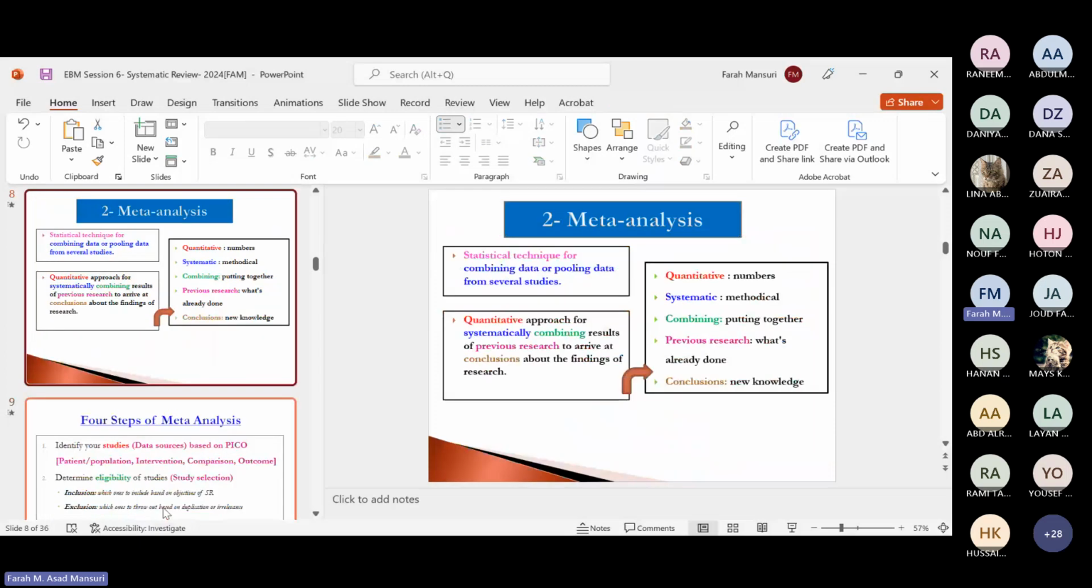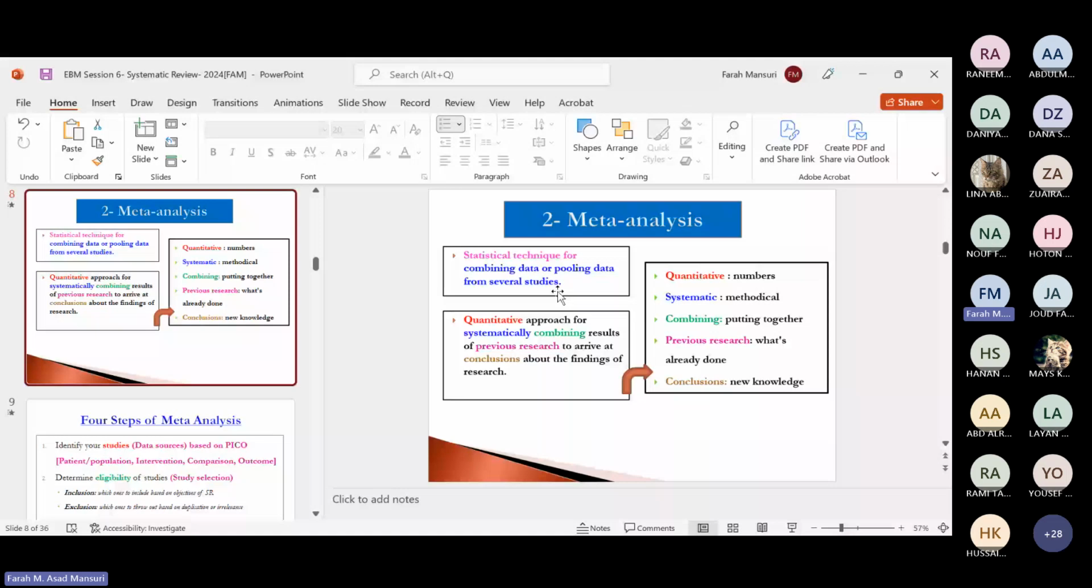Then meta-analysis, as mentioned earlier, is a statistical technique for combining the data, or pooling the data, from more than one study, from several studies. Because if some study is giving the outcome one way, in the positive direction, other studies may be giving negative readings for the same outcome.